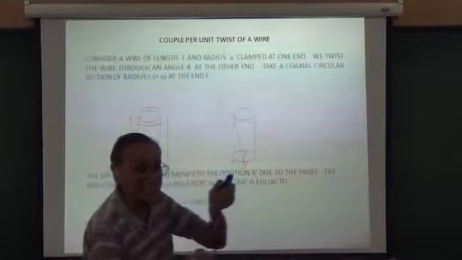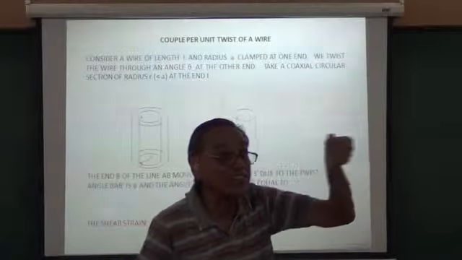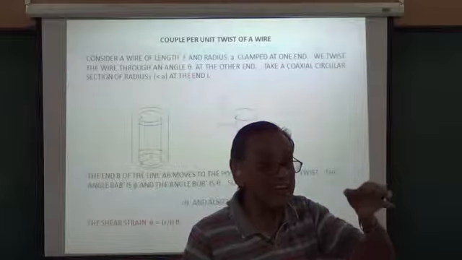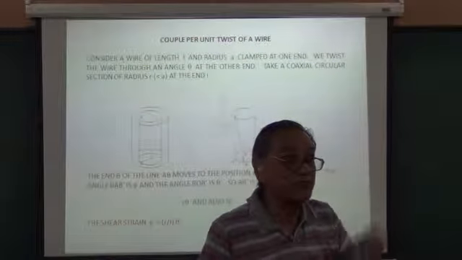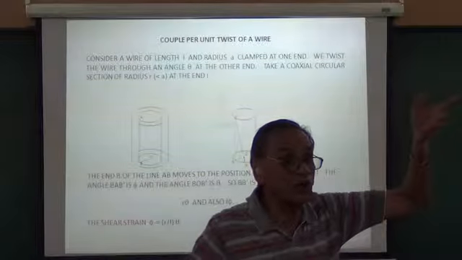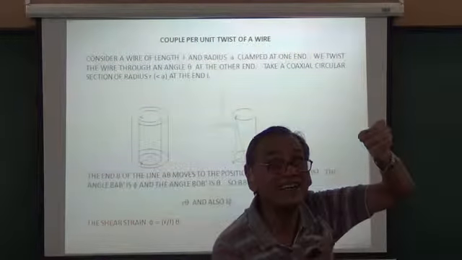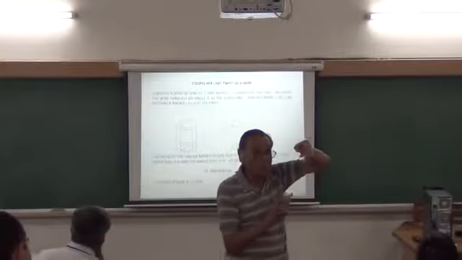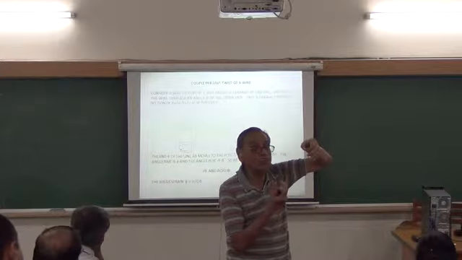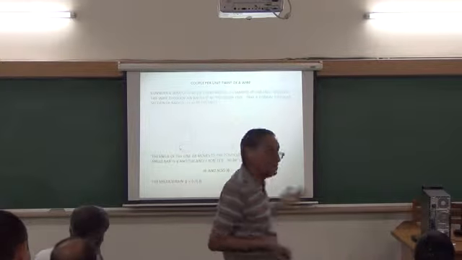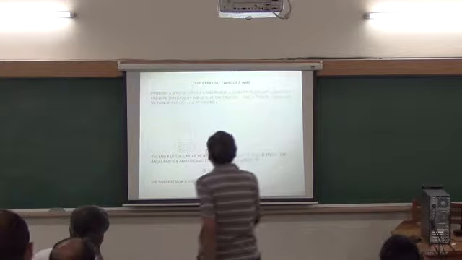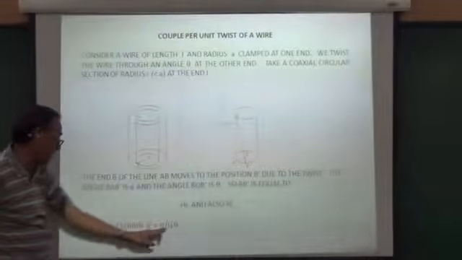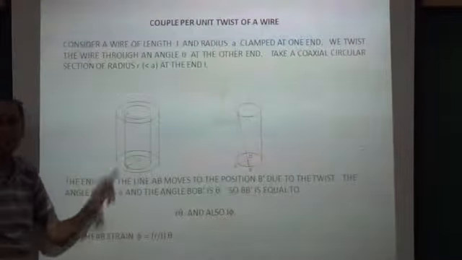For a given twist theta, the shear strain is not the same at all radii less than a. It depends on the radius. If you take r equal to 0, there is no shear strain, because that point does not move when I twist. If you come away from O, then the point moves. How much it moves depends on r. So the shear strain is proportional to r, and it is related to the angle of twist and the length by r by L into theta.